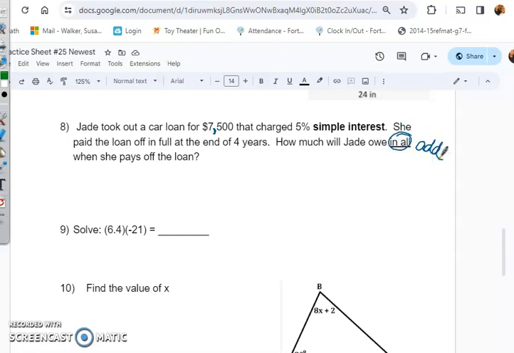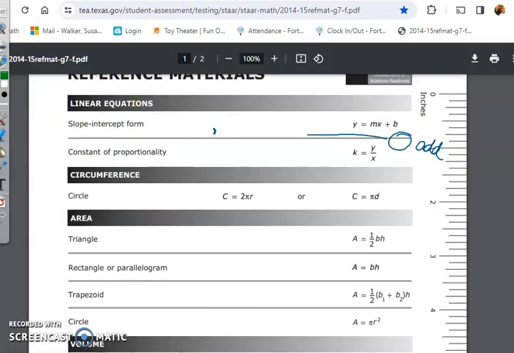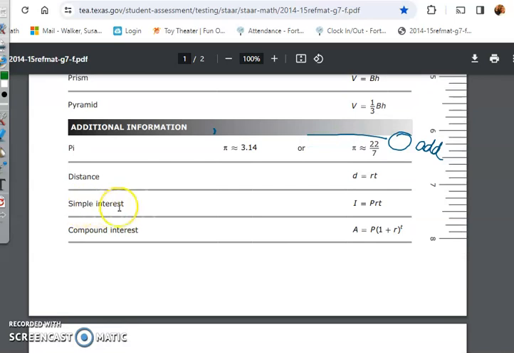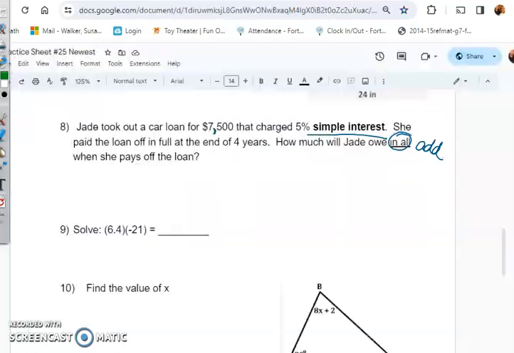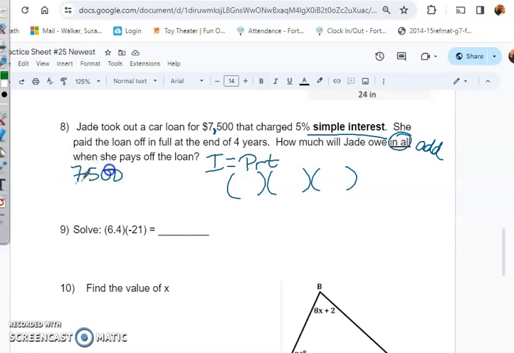We're adding something. When it says simple interest, hopefully you remember I equals PRT. I need you to know this by heart. It will be on your formula chart, but hopefully you remember, if nothing else, to check your formula chart. So remember, you put those in, you multiply them, but last you add. You're going to add 7,500 plus whatever you get when you multiply. Number 9, you're going to solve this.